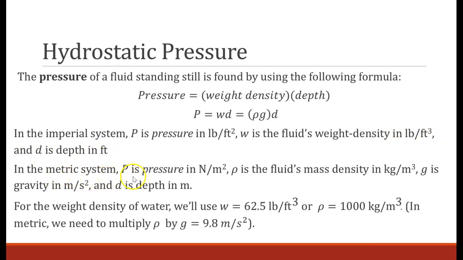In the metric system, P is pressure in newtons per meter squared, rho is the fluid's mass density in kilograms per meters cubed, g is gravity, which is in meters per second squared, and D is depth in meters. For the weight density of water, and we'll often have our fluid be water, we'll use the weight density W to equal 62.5 pounds per foot cubed, or the mass density is 1,000 kilograms per meters cubed. And again, in metric, we'll need to multiply rho, the mass density, by gravity, 9.8 meters per second squared.